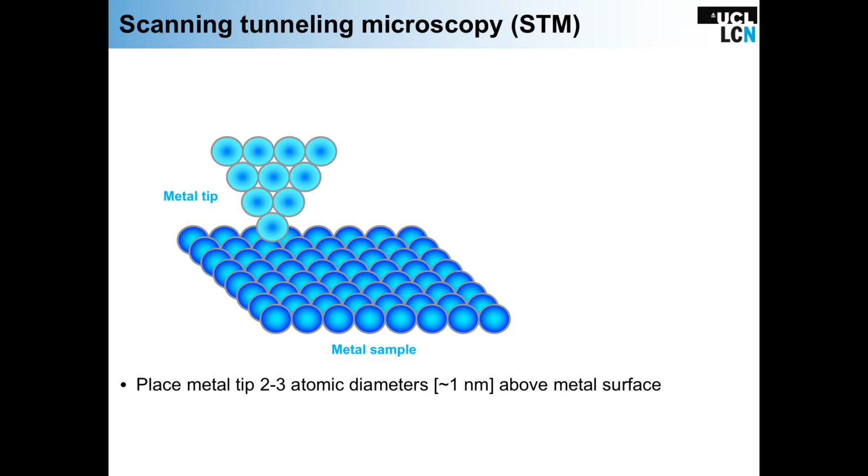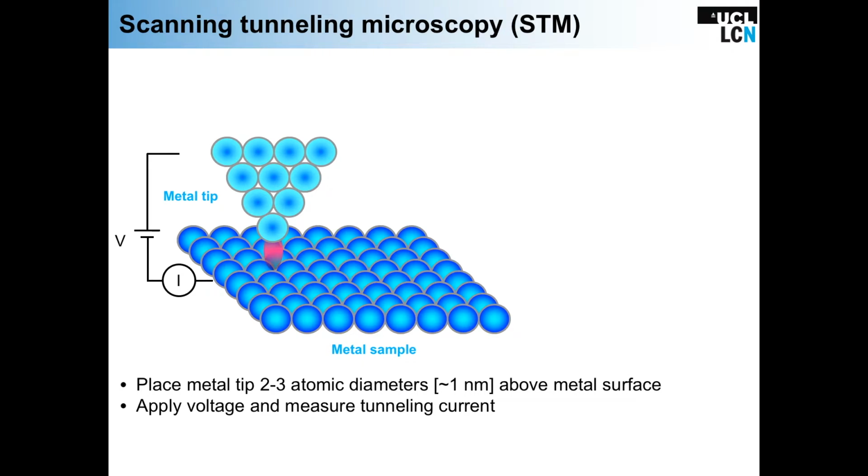Now, at those very, very small distances, if we apply a voltage between the tip and the metal surface, then even though the two metals are not touching, charges that are on one side can undergo a process called quantum mechanical tunneling, such that they can go from one side to the other.